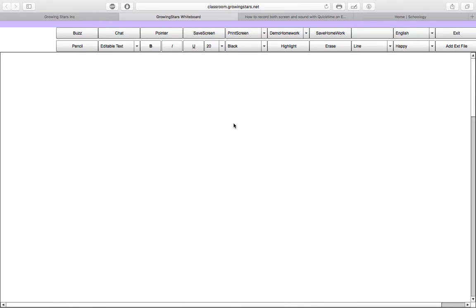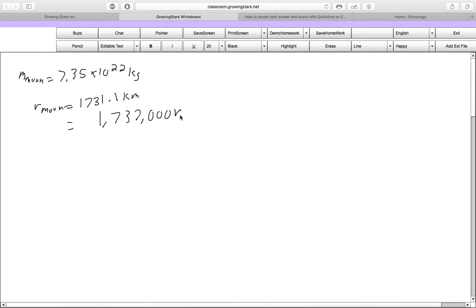Today's problem involves the moon, and the prior information they give you is that the mass of the moon is equal to 7.35 times 10 to the 22nd kilograms, and the radius of the moon is equal to 1,737.1 kilometers, which is also equal to, as we have to use in this problem, 1,737,000 meters. So the first problem they ask you is to find the acceleration, or in this case, g.